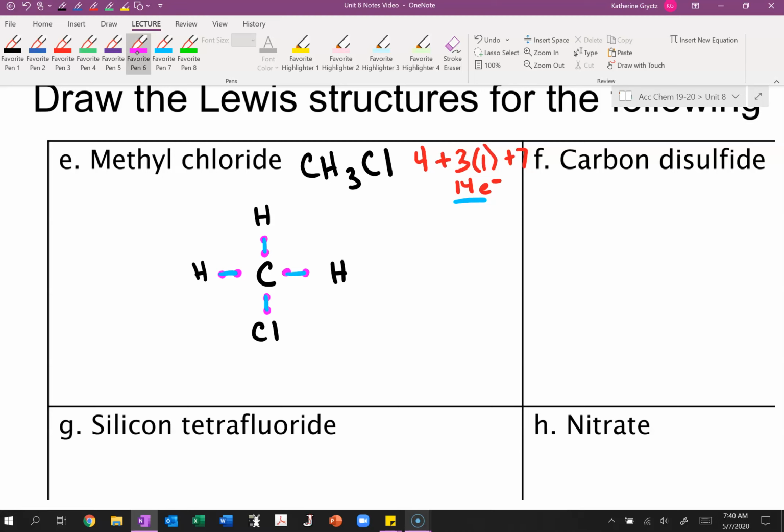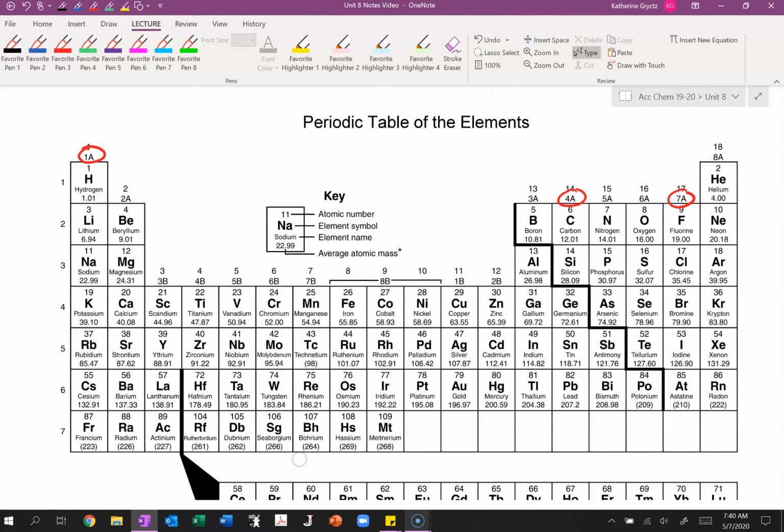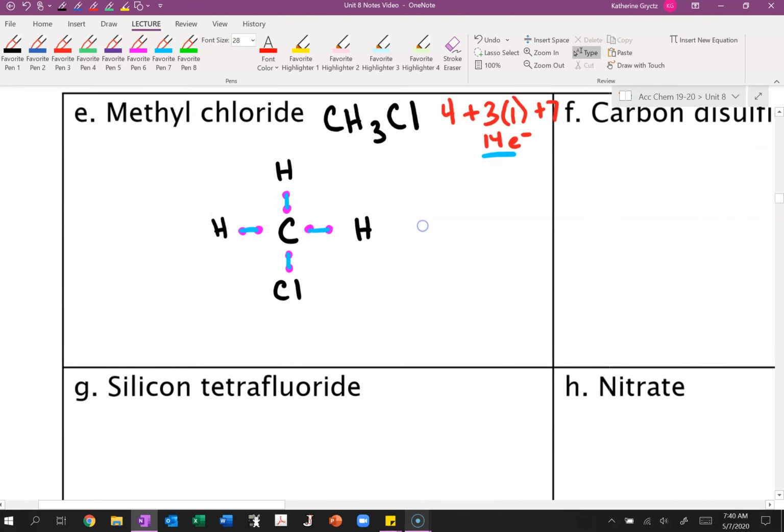Well, hydrogen is at energy level number 1. It only has 1 energy level, and hydrogen is complete after just 2 electrons. 1s2 fills it all up. So hydrogen actually will never have any lone pairs around it. Hydrogen's good. Each one of these hydrogens has 2 electrons around it.